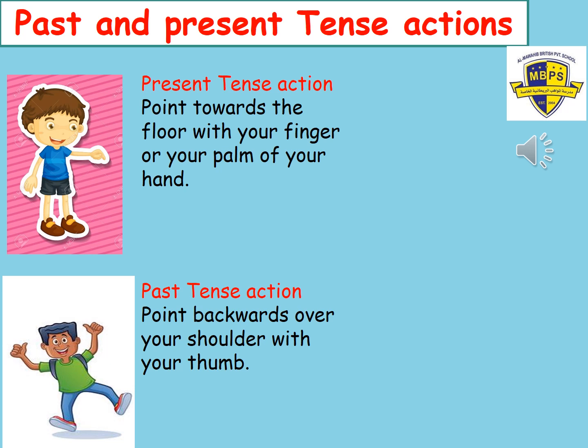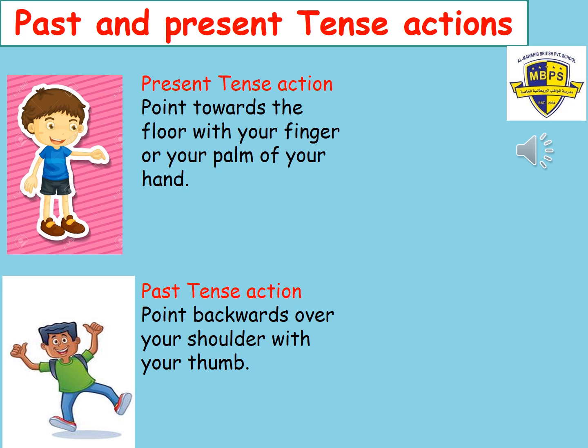Okay? Now I want you to look at these two pictures. Look at the first boy. What is he doing? Yes, excellent. He's pointing to the floor. So I want you also to point towards the floor with your finger or with your palm. Why are we pointing to the floor? This means now, the present tense action.